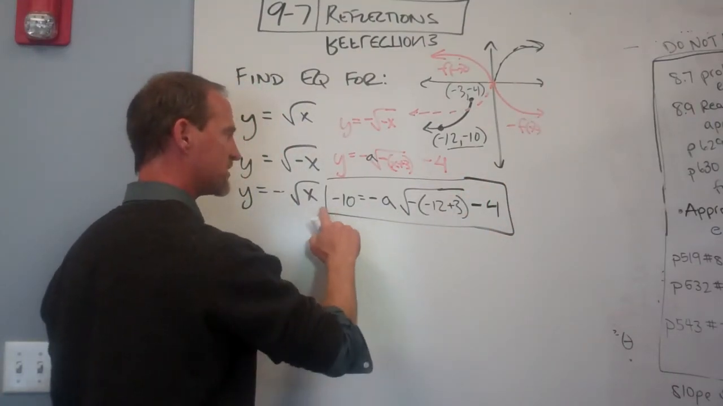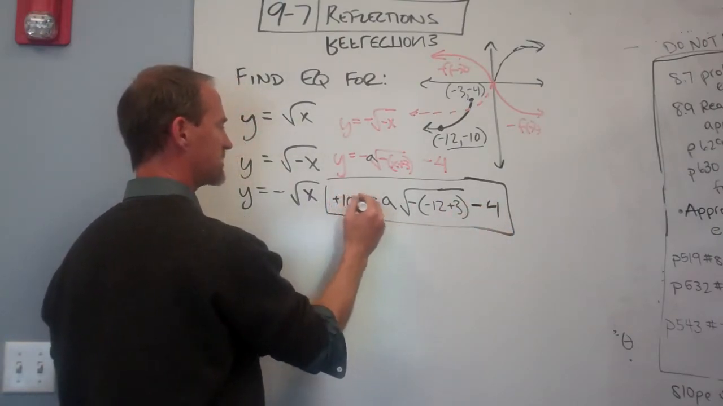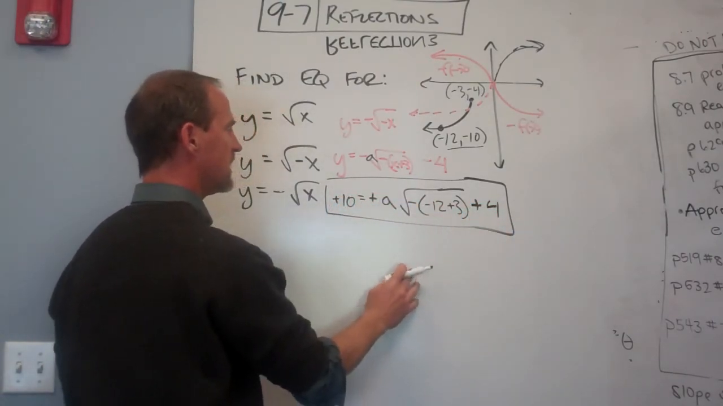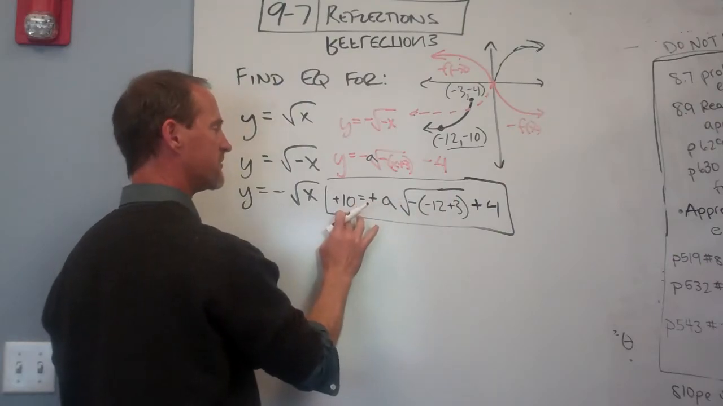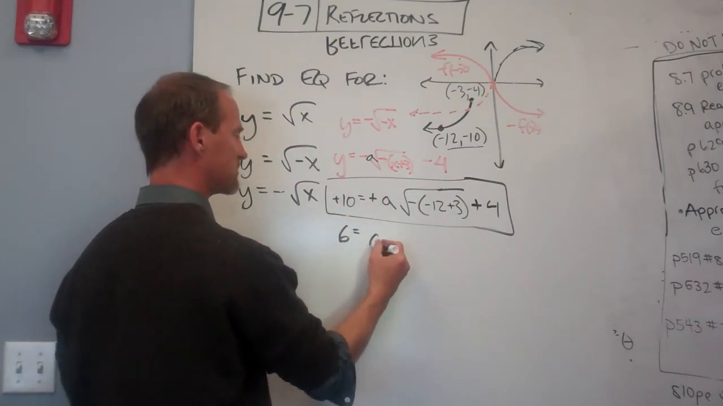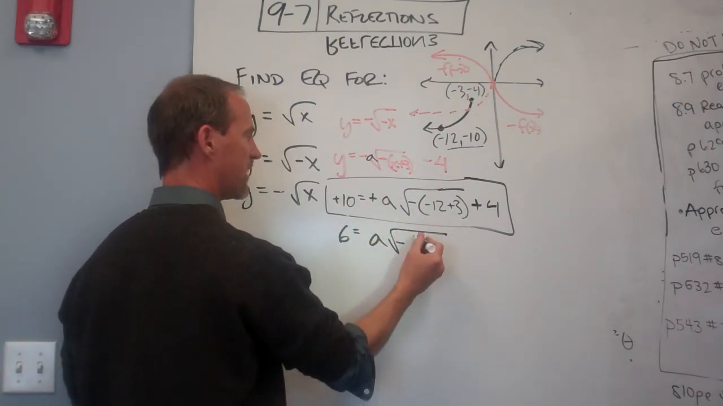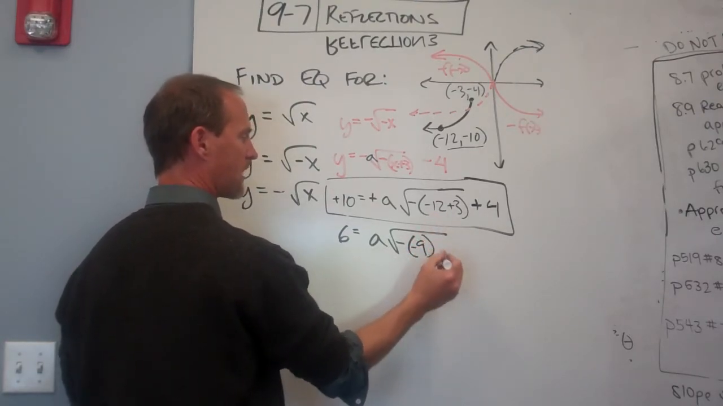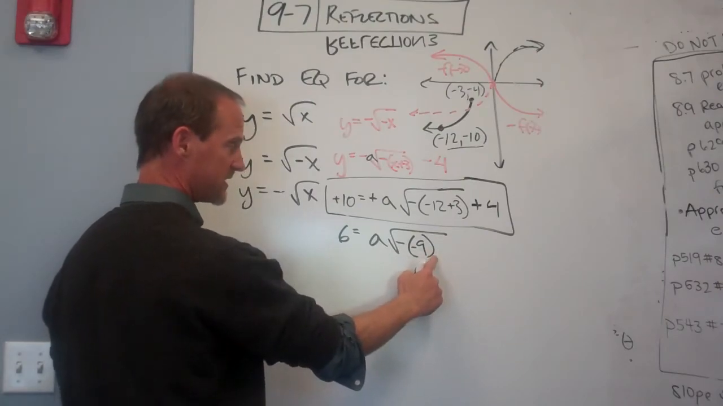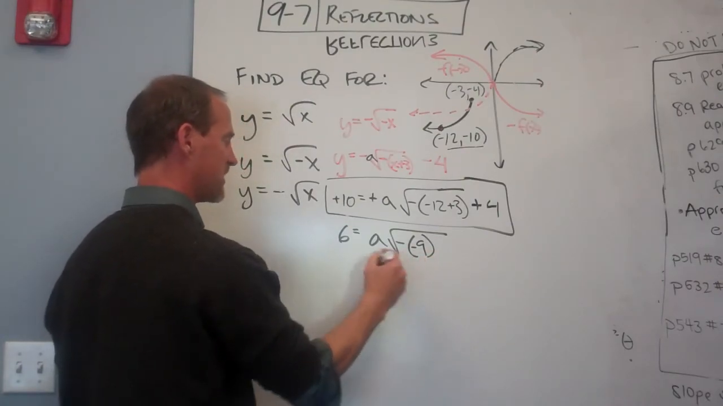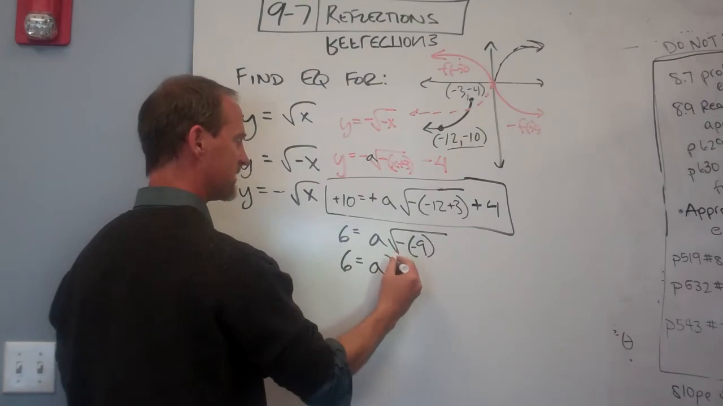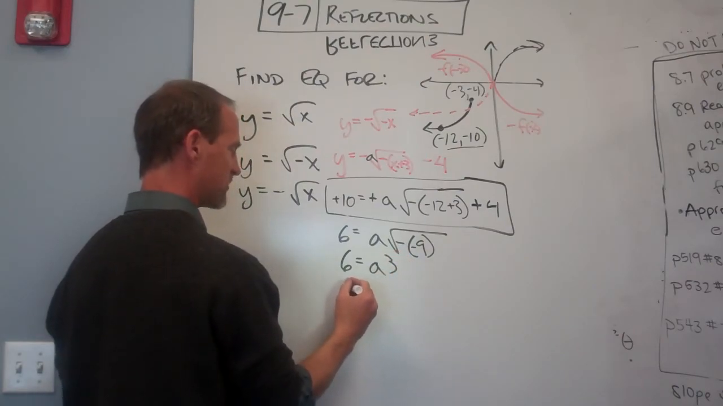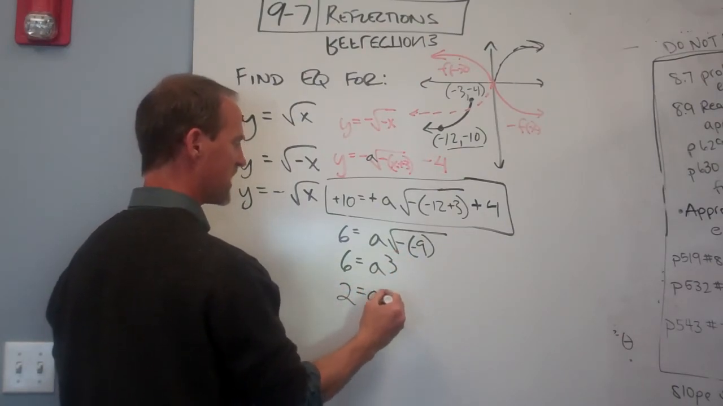So now I can change all of these signs, plus, plus, and plus, and then I can subtract 4 from both sides, so I get 6 equals a times the square root of minus, well, that's -9. And minus a -9 is 9, so I take the square root of 9 and I get 3. So 6 equals a times 3. So divide both sides by 3, and 2 equals a.